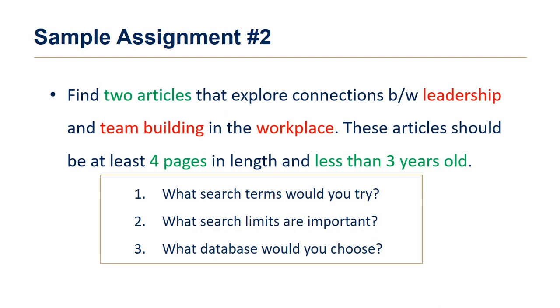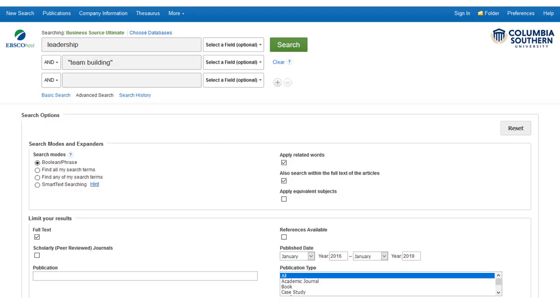For this search, let's try another one of our business databases, Business Source Ultimate. Like with our last search, type some of the key concepts from the assignment, such as leadership and team building, into the search boxes at the top. For this search, peer-reviewed articles aren't required, but here's where you will find that checkbox in this database if you ever need it, again next to the full text box.